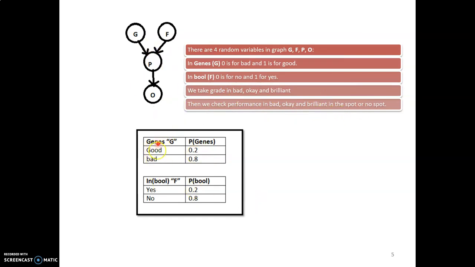Here see the table. Gene G is good or bad, their probabilities 0.2 and 0.8. The same way in pool F, yes or no. Here the probability for yes is 0.2 and for no the probability is 0.8.